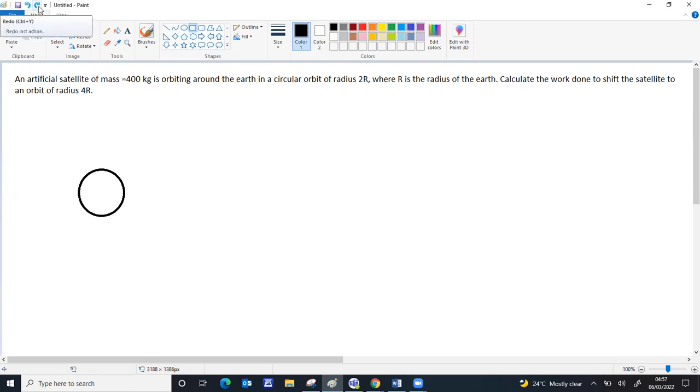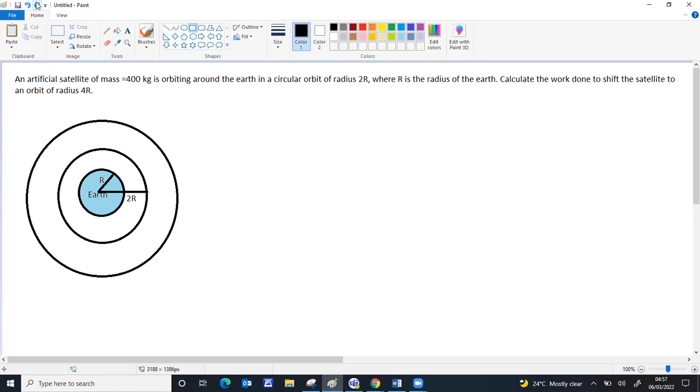So imagine this, the Earth radius is capital R. We have a circular orbit of radius 2R where the satellite is already revolving. It has to be shifted to another orbit whose radius is 4R. That's a basic question.